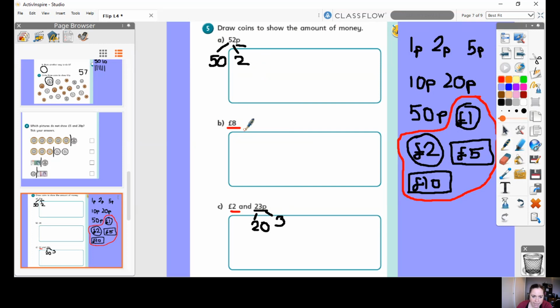This one here, you've got to make 8 using the pounds. And here you've got to make pounds first, and then 23 pence from up here. And you have got that partitioned into 20 and 3 for you.